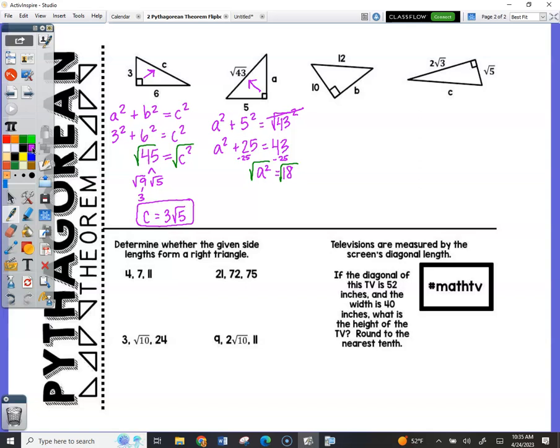So you would think to yourself, the smaller numbers you can probably do in your head, but what perfect square will go into 18? What number from your list goes into 18? And the answer is 9. How many times? 9 times 2. And what is the square root of 9? So A is 3 square root 2.